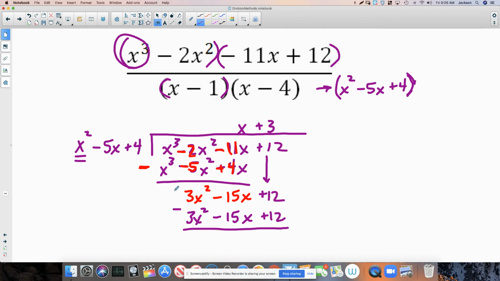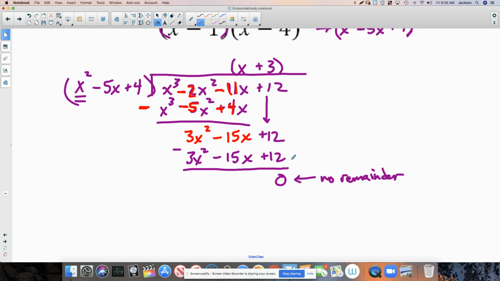And I think you see what's going to happen here, right? These x terms are going to cancel. Negative 15 minus a negative 15 is negative 15 plus 15, which is 0, and 12 minus 12 is 0. Okay, so here's our remainder. We have no remainder, and no remainder, just remember again, means that this is the missing factor, right? We know that this times this is going to produce this value.